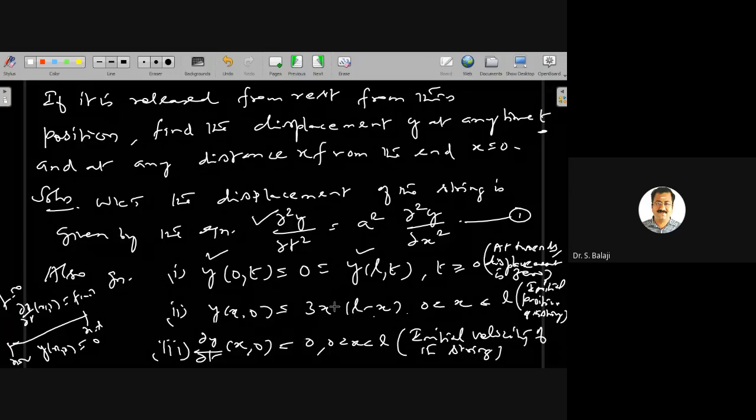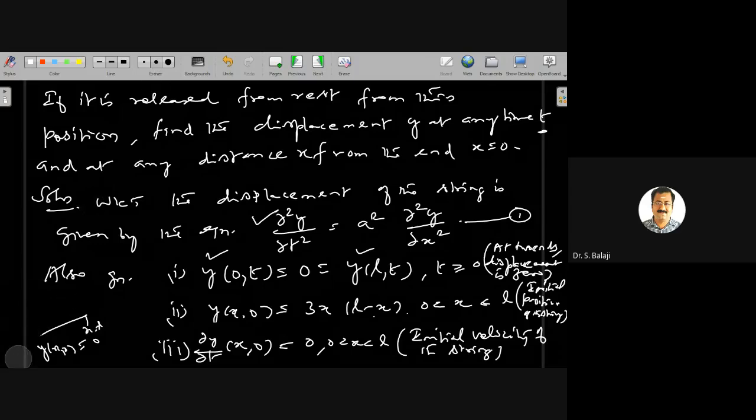Sometimes in the rest position, meaning y is 0, and at that time there is no displacement, the velocity will be given as a function of x. Suppose initially it is released from some position and vibrates, meaning the displacement will be a function of x, and at that time the velocity is 0. We are not going to apply any external force at time t equal to 0. These two are different conditions you have to remember here. That is the idea.